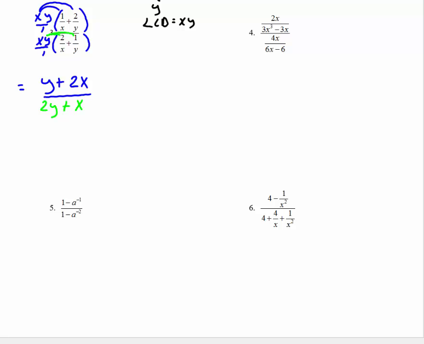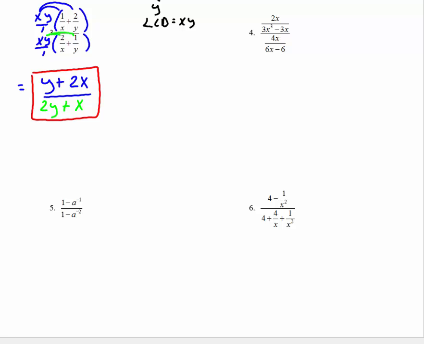So I do see I have plus signs on top and bottom, so I try and factor. Y plus 2x cannot be factored, and 2y plus x cannot be factored. So there's no canceling involved, therefore I'm done with my problem. My final answer is y plus 2x all over 2y plus x.